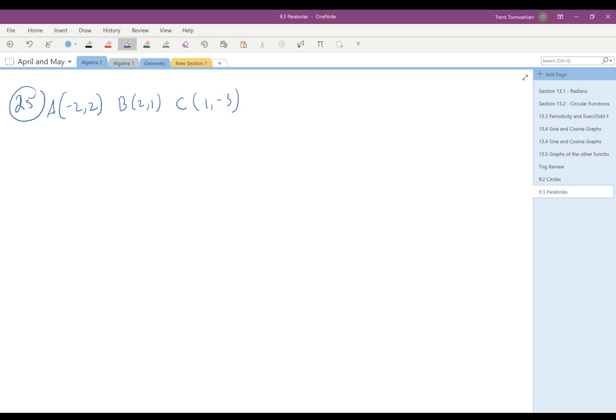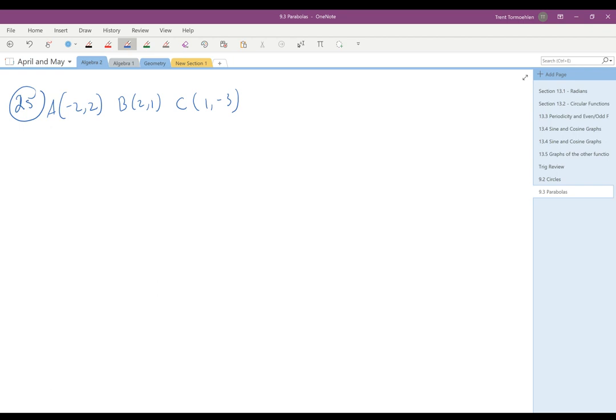Okay, for number 25, it asks you to find the perimeter of these. Or first, you have to find out if it's isosceles, and you have to find out if it's a right triangle, and then you want to find the area if it is a right triangle. So to do this, we need to actually find the lengths of the sides.